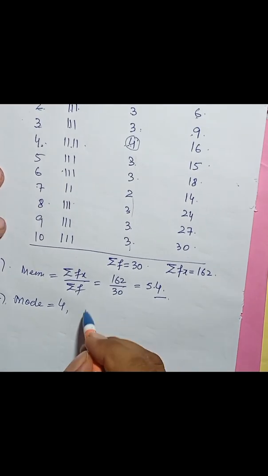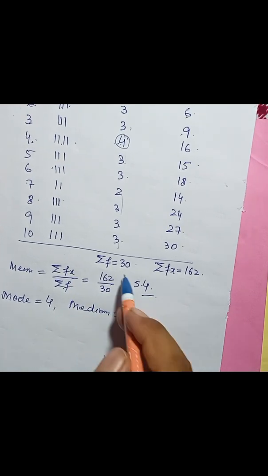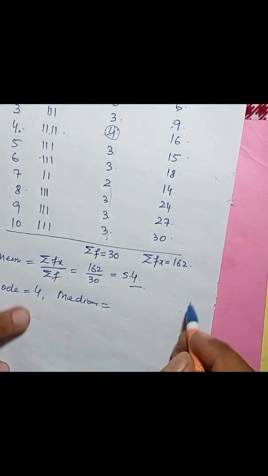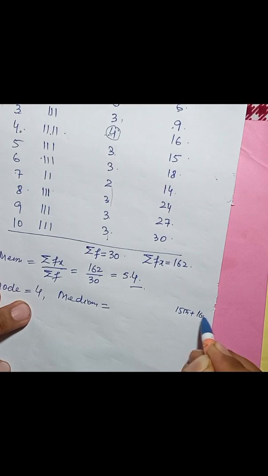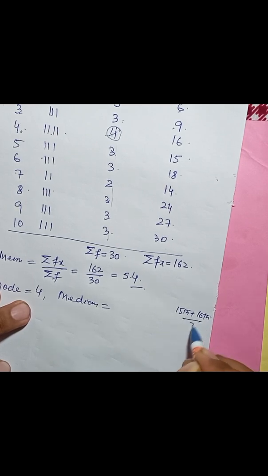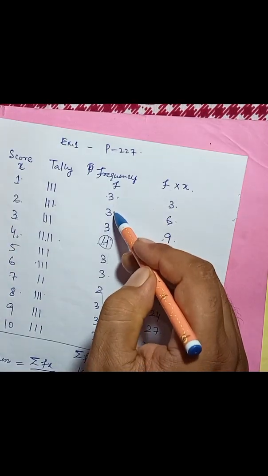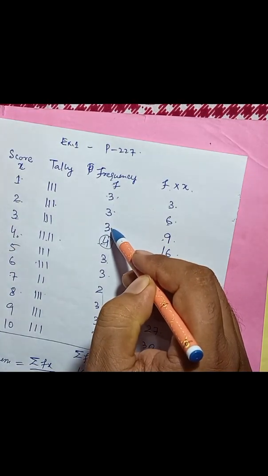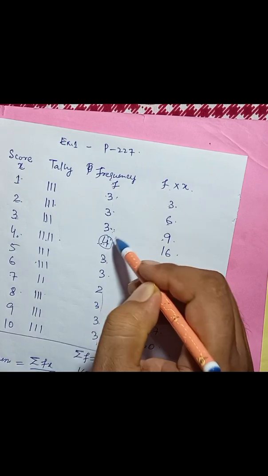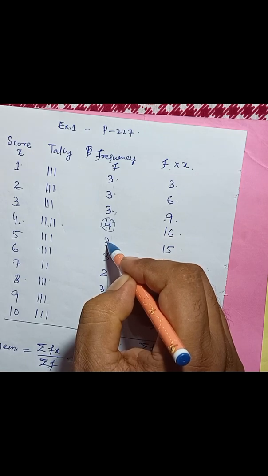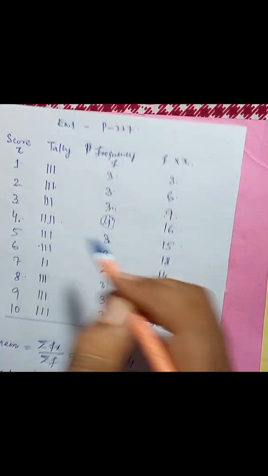Now the median is there. How to find the median? How many terms are there? 30 terms. So I can say the 15th plus 16th value divided by 2 will be the median. What is the 15th value? If you count, 3 plus 3 is 6, plus 3 is 9, 9 plus 4 is 13, this is 14, 15, 16. So the 15th and 16th value is 5.